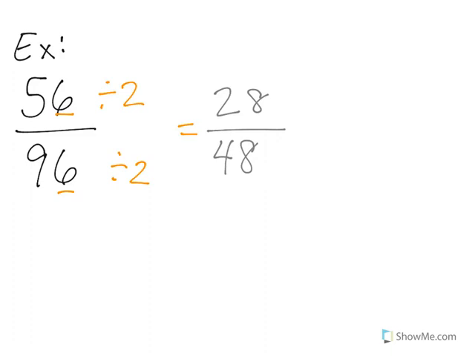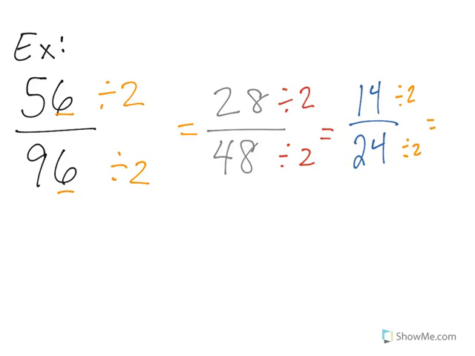Now from here, you might see something else. I'm all about what makes your life easier. So again, I see that these are even, so I can divide by 2 again. And 28 divided by 2 is 14. 48 divided by 2 is 24. You might be seeing a theme, but that means I can divide by 2 again, and I end up with 7/12. And that's my final answer.